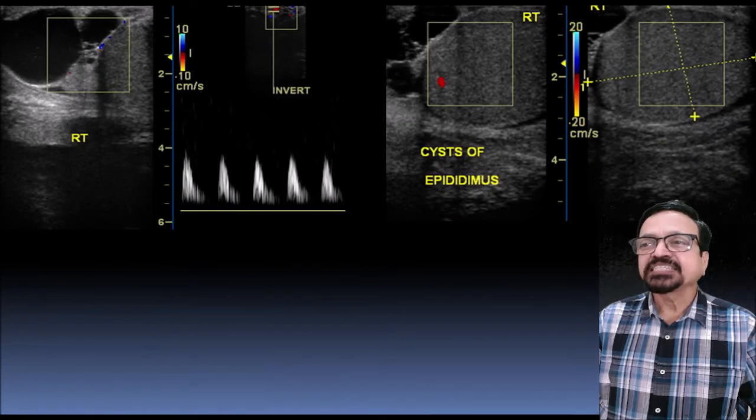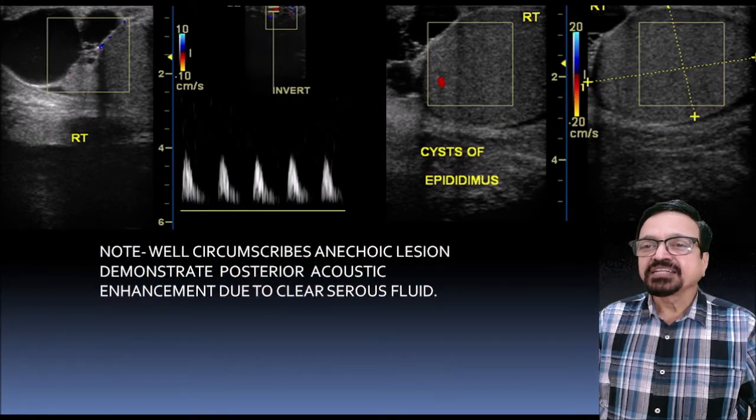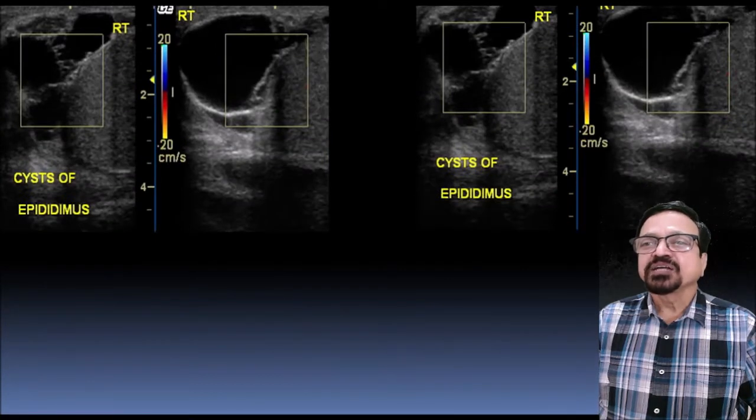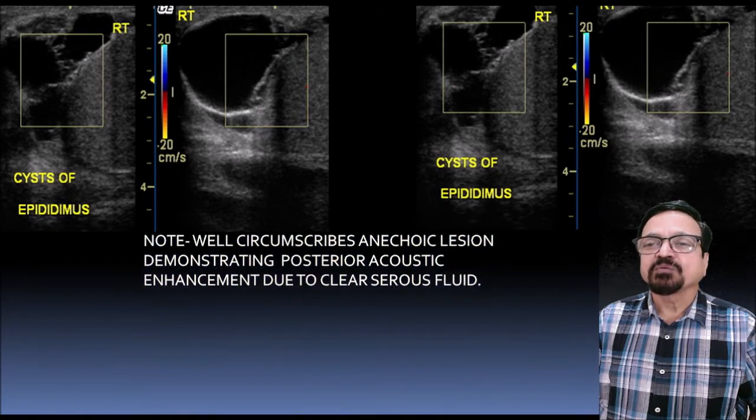Now here we are seeing a cyst of the epididymis, a well circumscribed anechoic lesion which demonstrates posterior acoustic enhancement due to clear serous fluid. No difficulty whatsoever in calling them simple cysts. This is a cyst of the epididymis, possibly post-inflammatory, since there are thick septi and an irregular wall.